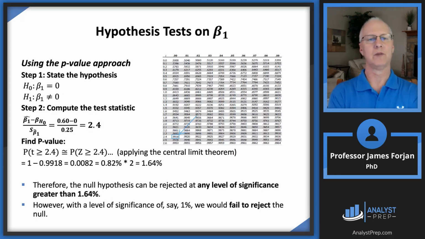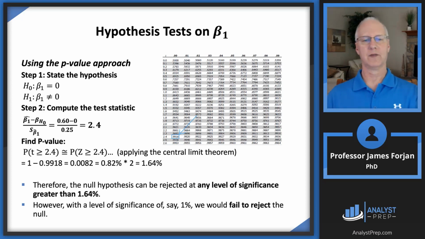How about if we use the p-value approach? We're going to do the same couple of first steps: state the hypotheses, compute the test statistic, and then, to take a shortcut here, we're going to apply the central limit theorem, which says that most distributions approach a normal distribution. And the t with 28, we're going to do a little bit of rounding here, but that's not going to matter.